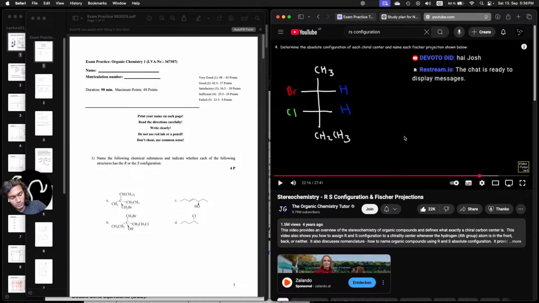Determine the absolute configuration of each chiral center. Name each Fischer projection shown below.